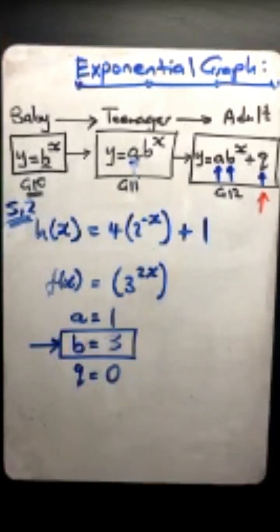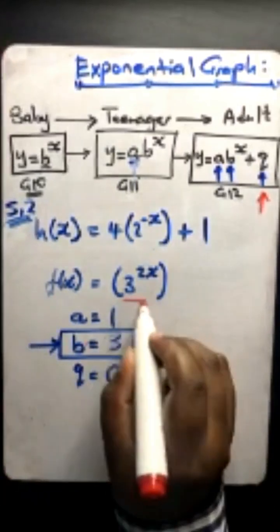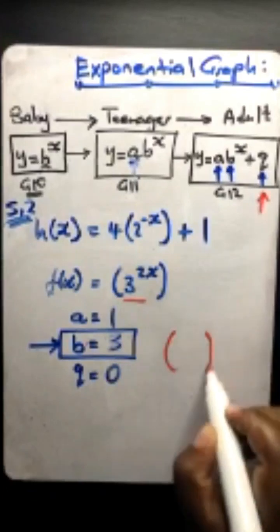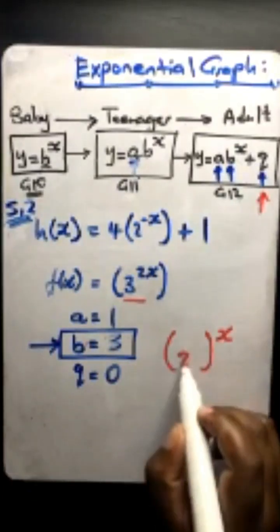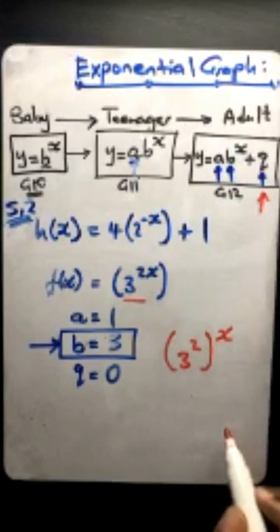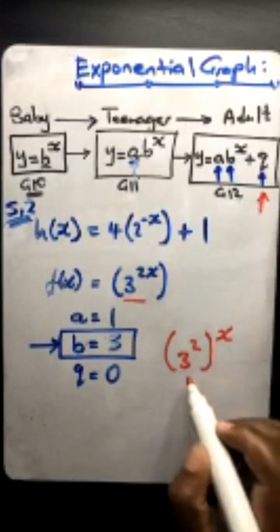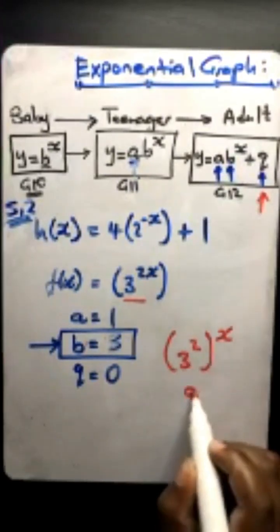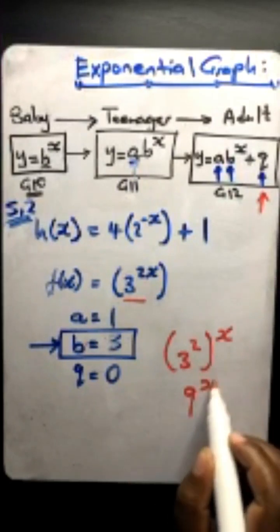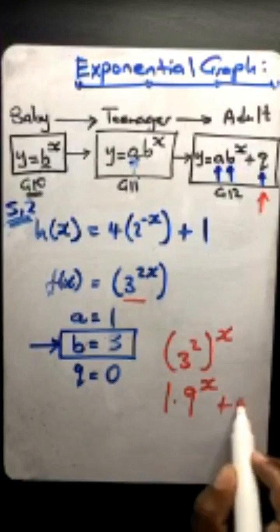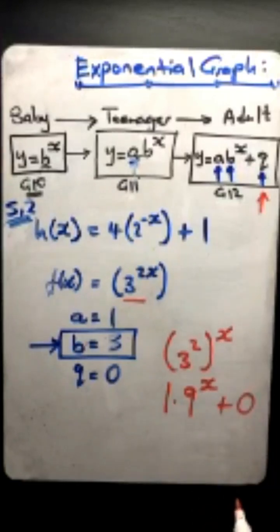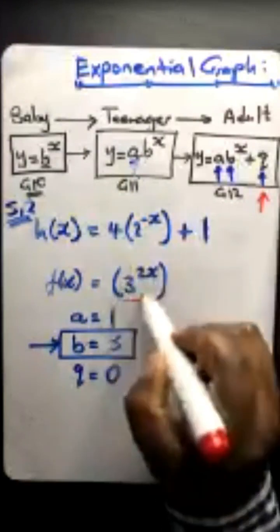Let me explain it this way. How can we rewrite this such that X is just hanging there alone? That's if you write it this way. Can you guys agree? Then now, what is 3 to the exponent 2? Is it not 9? So that means our B value is 9. Our A value is 1 and then Q is 0 there.